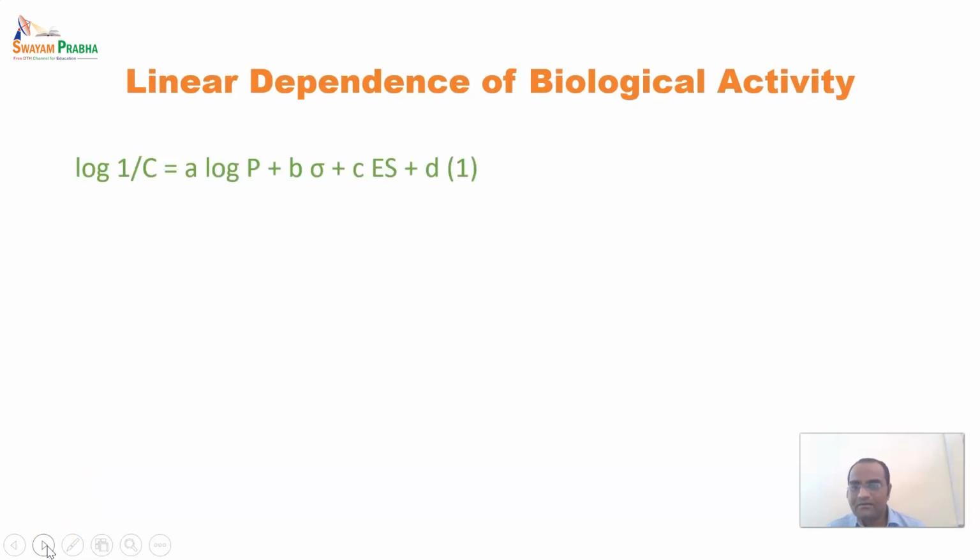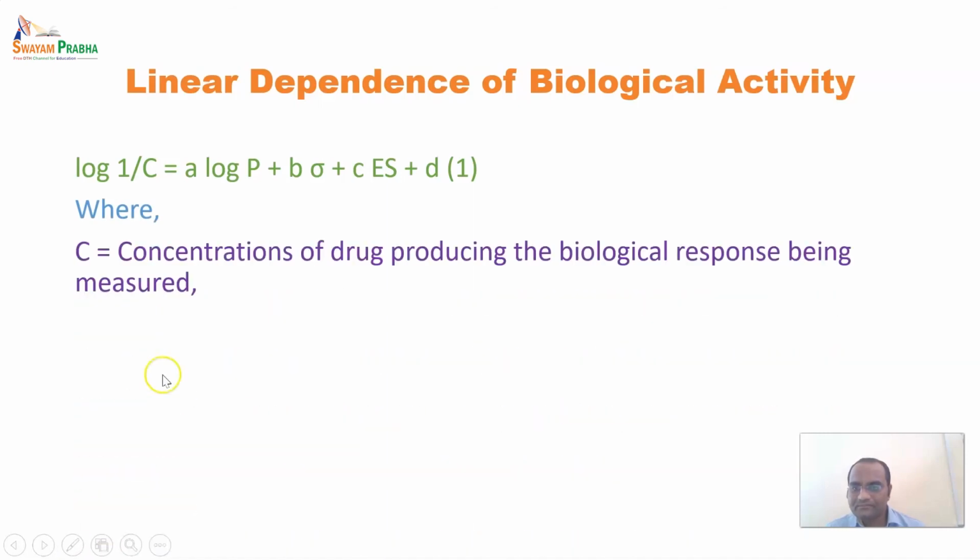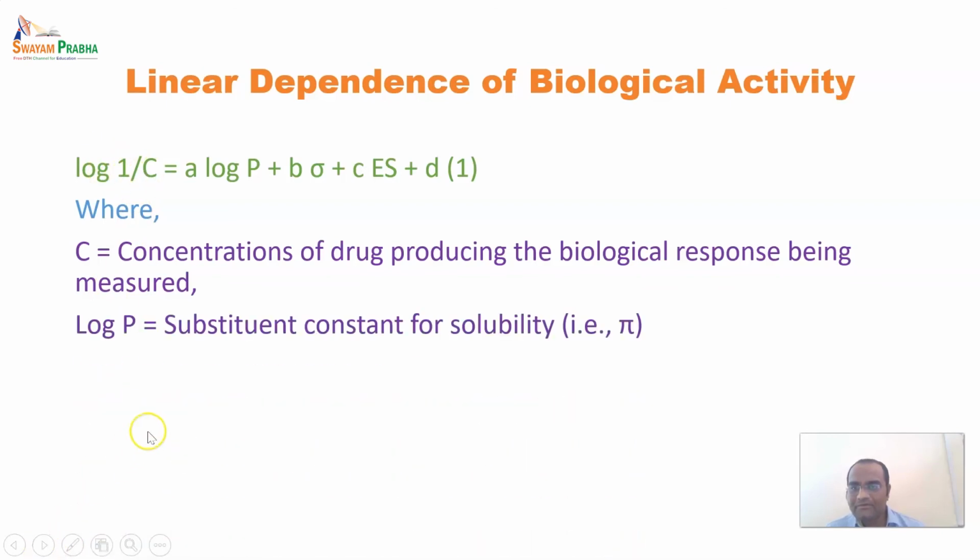So it is an equation for linear dependence of biological activity. Where C is the concentration of drug producing the biological response being measured, and the log of 1 by C has been taken. After that, log P, that is substituent constant for solubility, which is referred to as pi. So earlier also we have discussed what is log P in the last lecture. After that, Es, that is Taft constant. It is for steric effects.